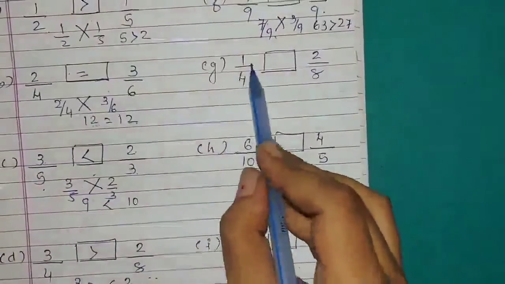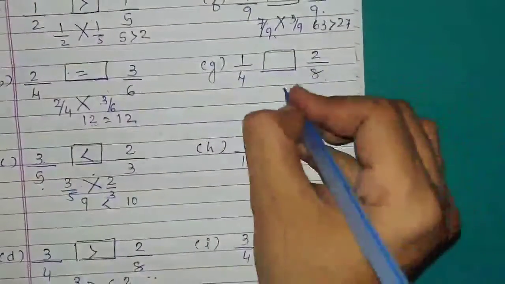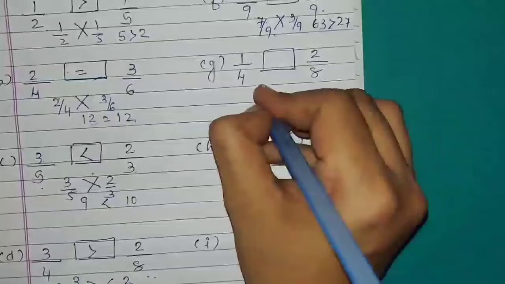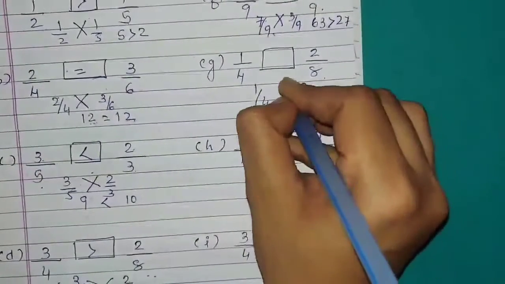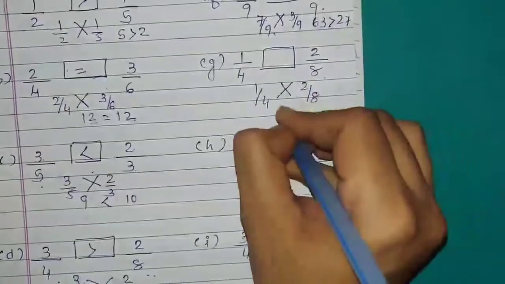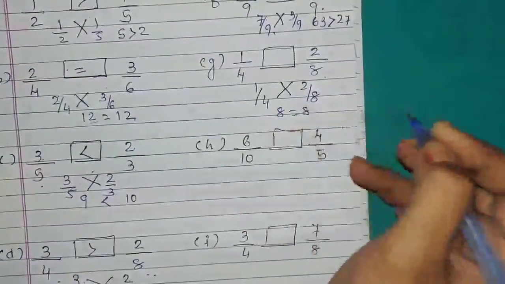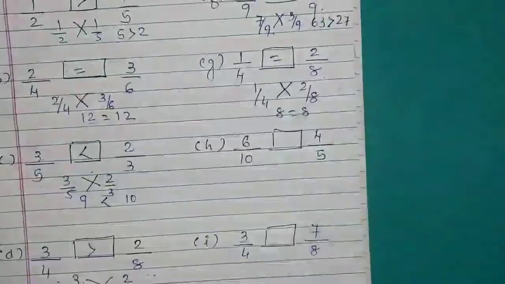Now, number G, 1 upon 4 and 2 upon 8. So, here, 1 upon 4, 2 upon 8. Cross, we will do: 1 8s are 8, 4 2s are 8, equals to. So, here the sign is equals to.